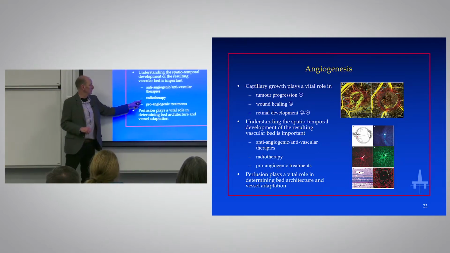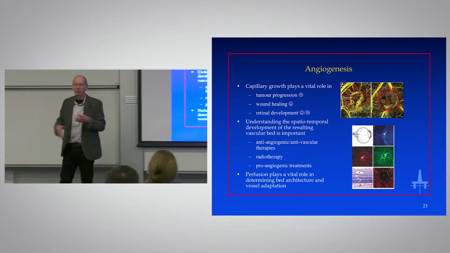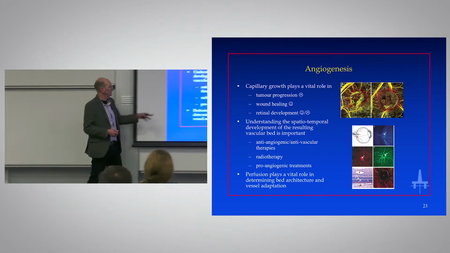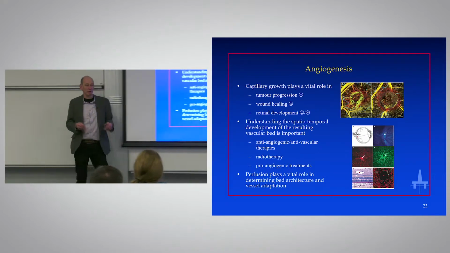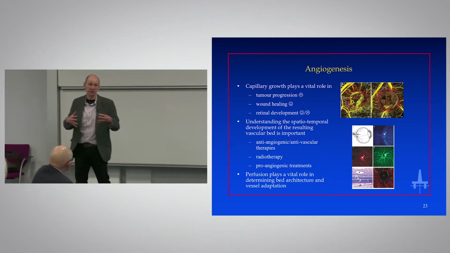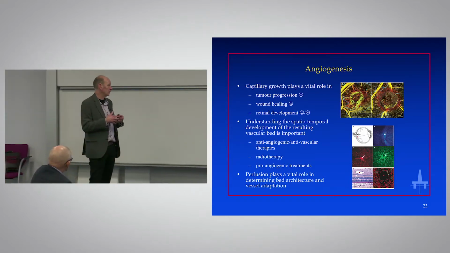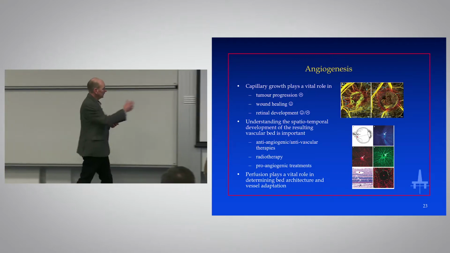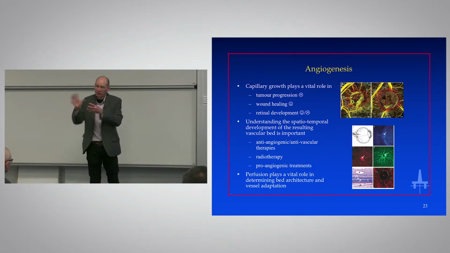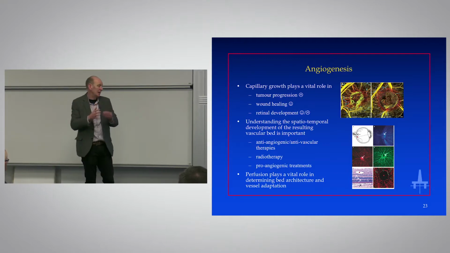for a while. Radiotherapy depends upon the local oxygen concentration, so that's affected by perfusion, by the blood flow. And maybe we want to deliberately create angiogenesis. If you had a heart attack, you might want to deliberately try and grow blood vessels into the scar tissue, around the scar tissue. And flow plays a vital role in determining the architecture of these capillary beds and how they adapt.